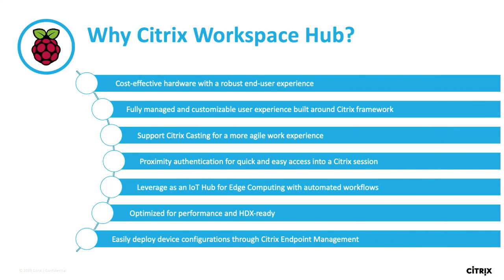So as we go ahead and we look at the Workspace Hub, it's cost effective. This could be a Workspace Hub that I could have in a conference room. It could be a thin client that I have somewhere in my office. There's a number of different things I can do with this. I can do Citrix casting, so I can walk into a conference room, scan the QR code, and send a session up to the conference room. I can also roam a session to the Workspace Hub if I don't want to cast something in particular.